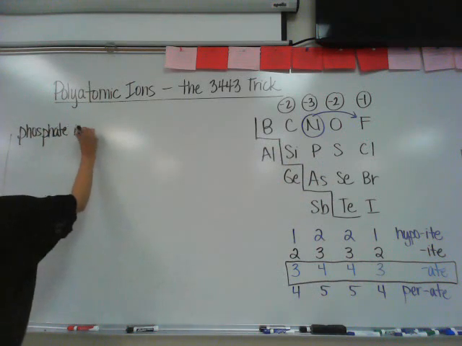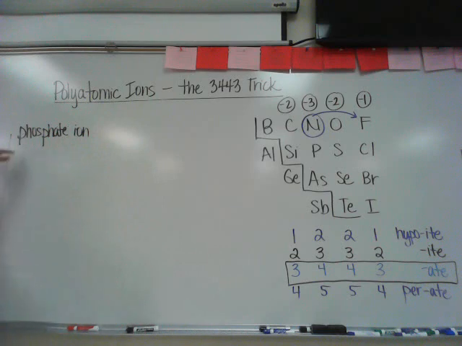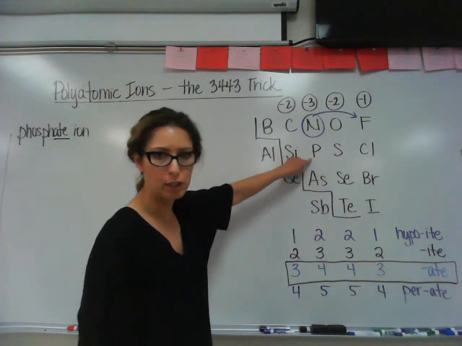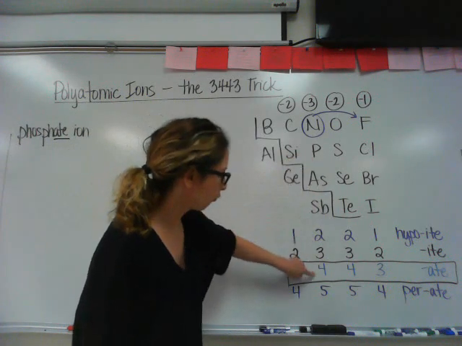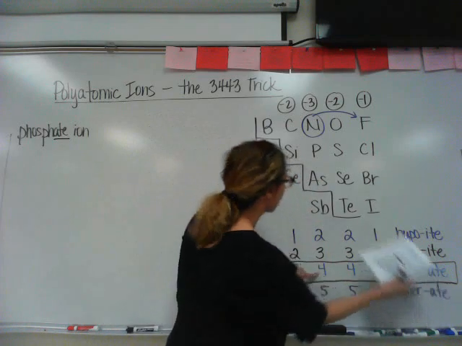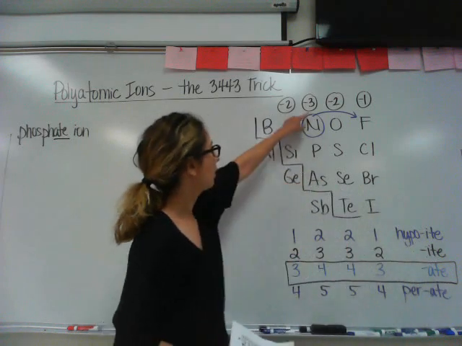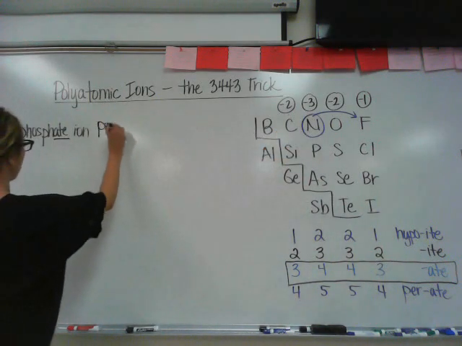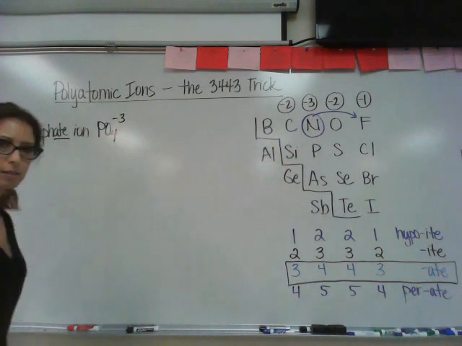So if you have something like the phosphate ion, that means you have phosphorus with oxygen attached because it ends in -ate. So you go to phosphorus over here, PO4, because this is the number of oxygen attached when it ends in -ate. So PO4 and a -3 charge. That is the formula for the phosphate ion, okay?